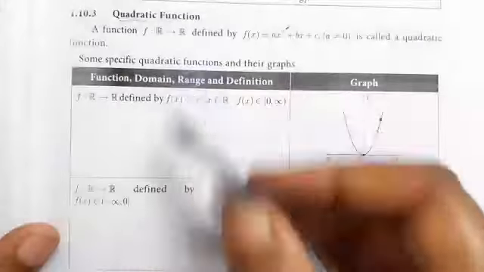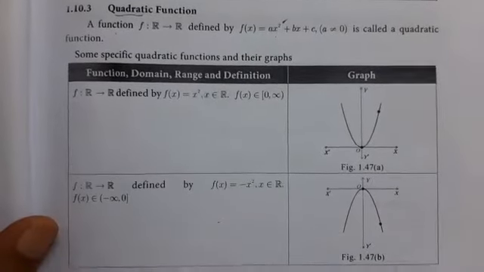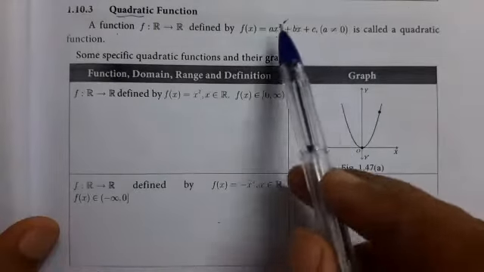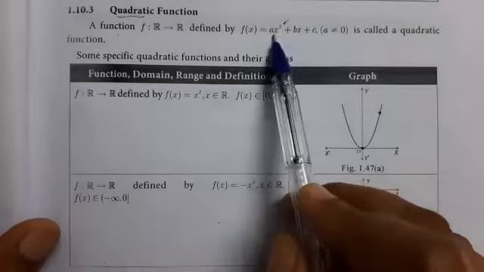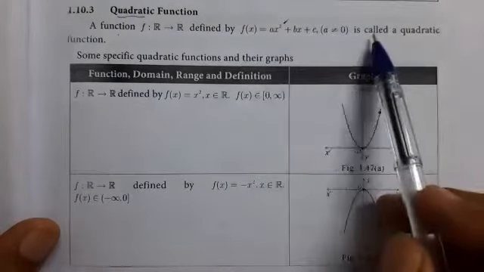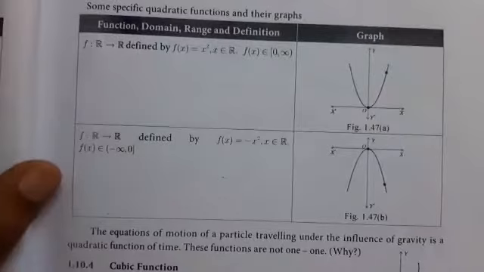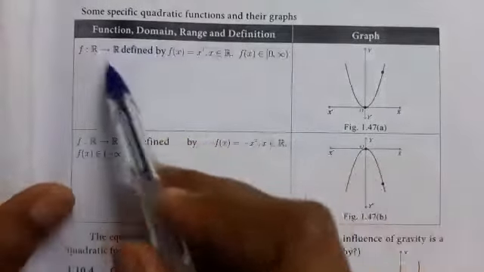For quadratic equation or quadratic function, the power is 2. A function f from R to R defined by f of x is equal to ax square plus bx plus c. Always a not equal to 0. Then only the power of x is always 2. Is called a quadratic function. See here, you have two functions. Function, domain, range and definitions is given here.